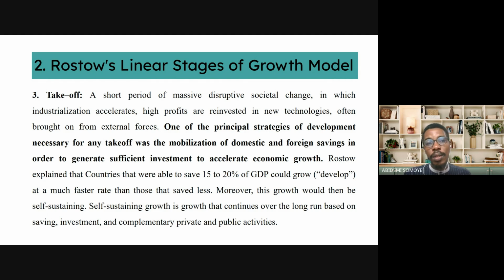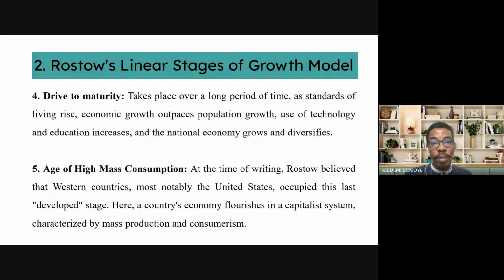So what is self-sustaining growth? Self-sustaining growth is the growth that continues over a long run based on savings, investment, and complementary private and public activities. Right. So what a country wants to do is get to a stage where its growth is self-sustaining. The investment that it has made is able to sustain the growth of the economy. And that comes by savings, because savings leads to capital accumulation, okay, investment, of course, and it complements private and public activities.